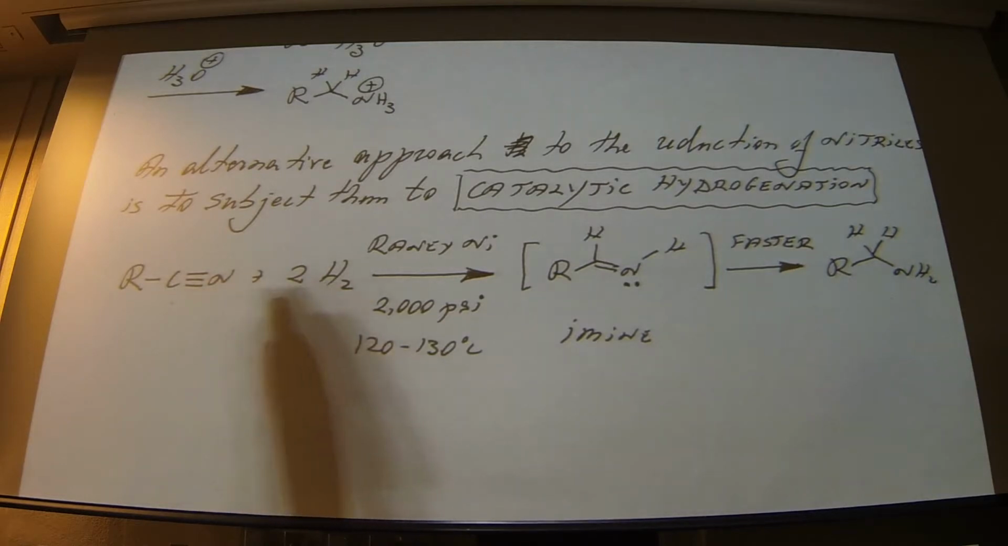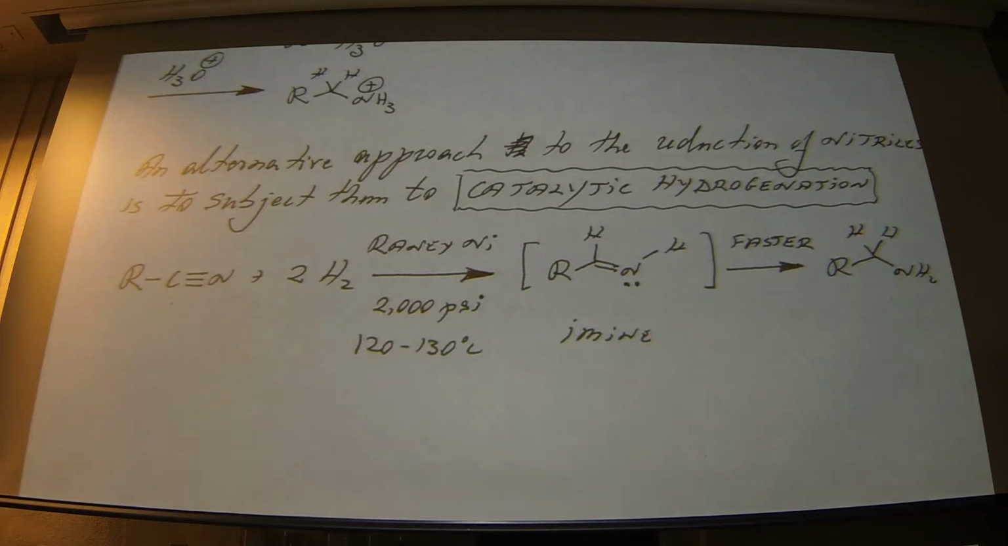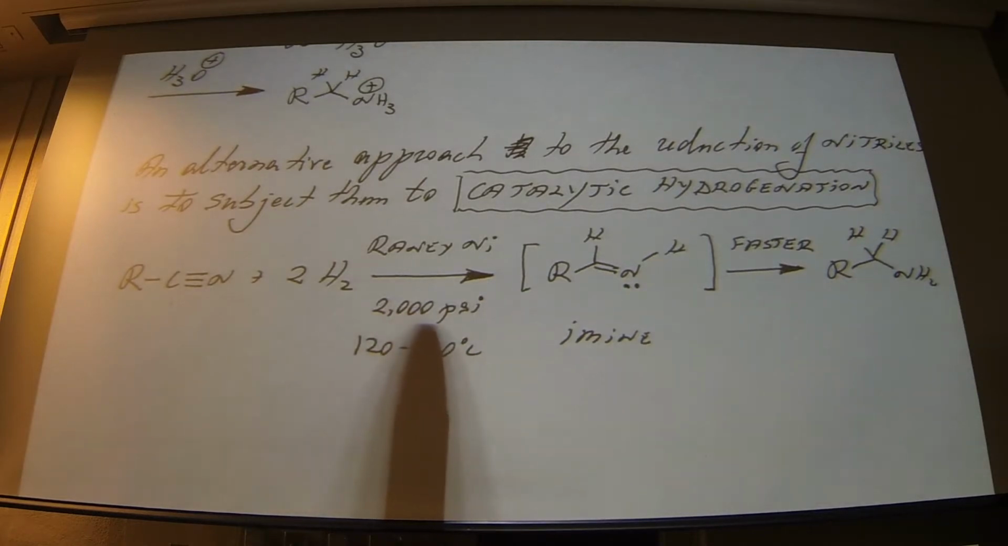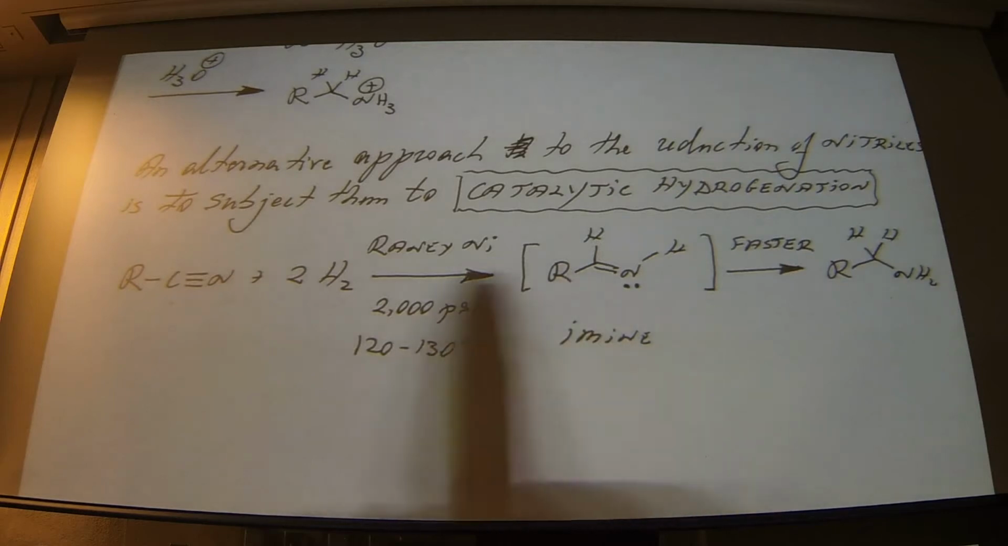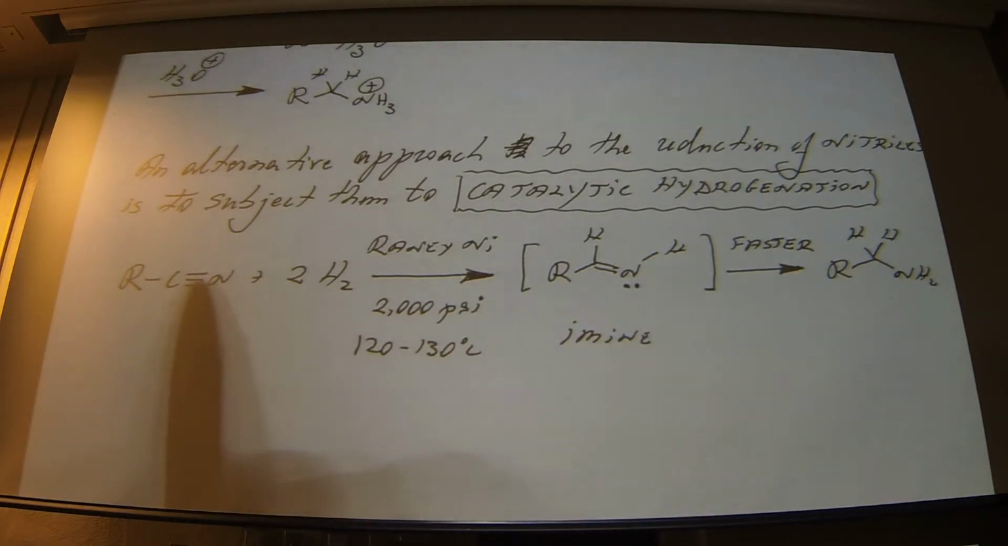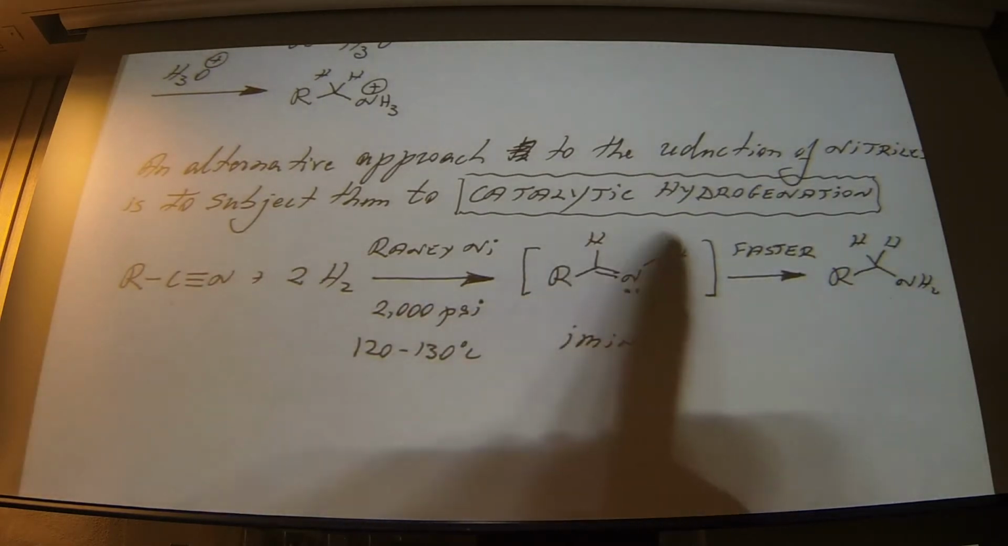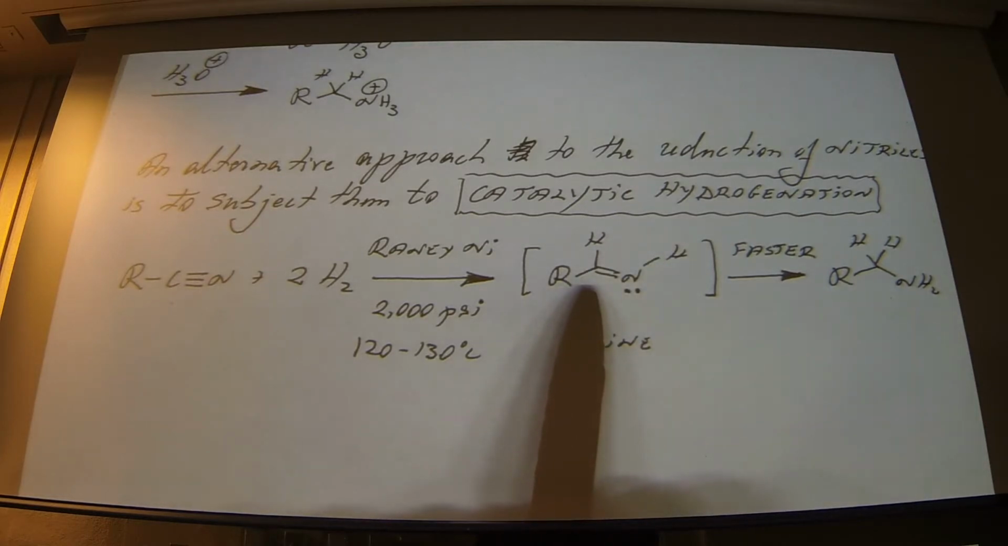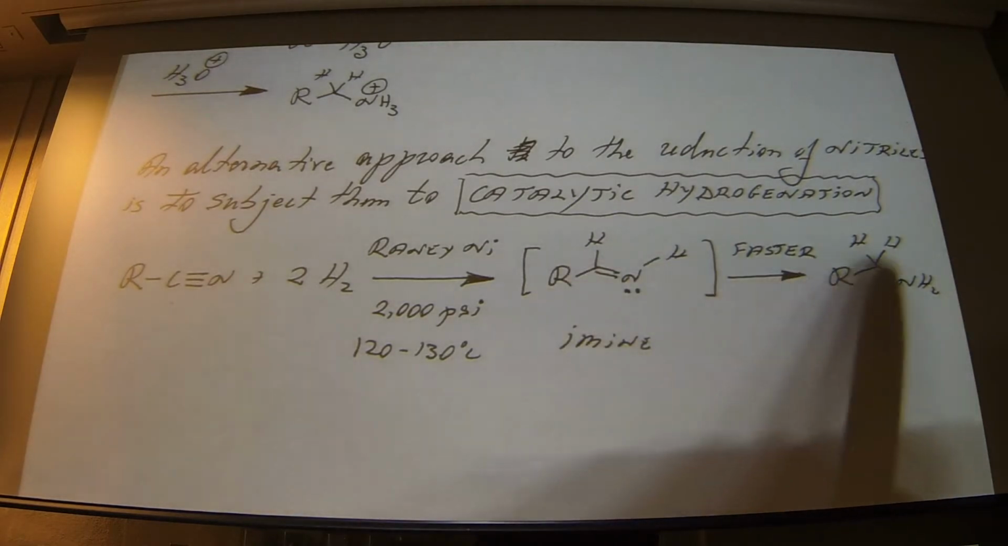And so in this case, if you use Raney nickel, remember, that is very finely divided nickel metal that's used as a hydrogenation catalyst, you need to use fairly brutal conditions. High temperature and 2,000 psi of hydrogen gas. And the hydrogenation takes place in two steps. One molecule of nitrile soaks up one molecule of hydrogen to give an imine, and then in a faster second step, the imine soaks up a second H2 and gives you the amine.